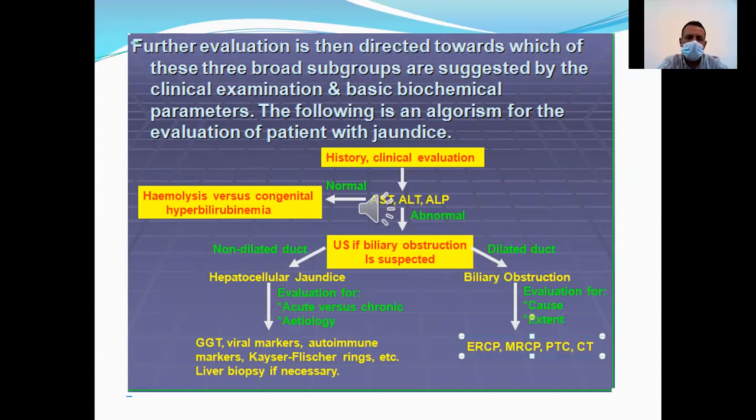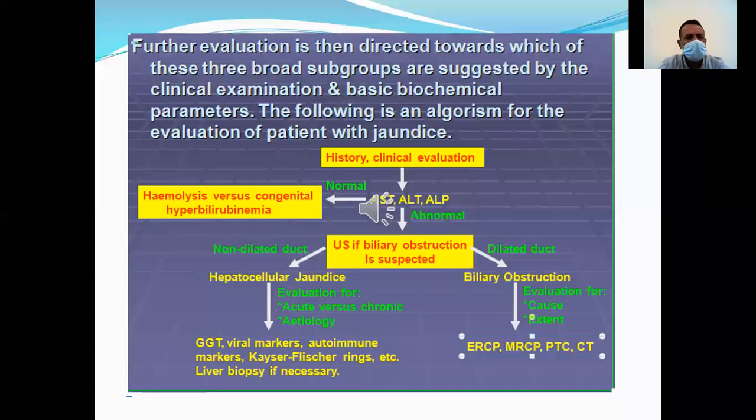So from a good history of the patient and clinical examination, then the first step, send the patient for the first line investigation, which is liver function test. The liver function tests are very important in the approach to the patient with liver disease. If the liver function test is normal, that means there is no liver disease.